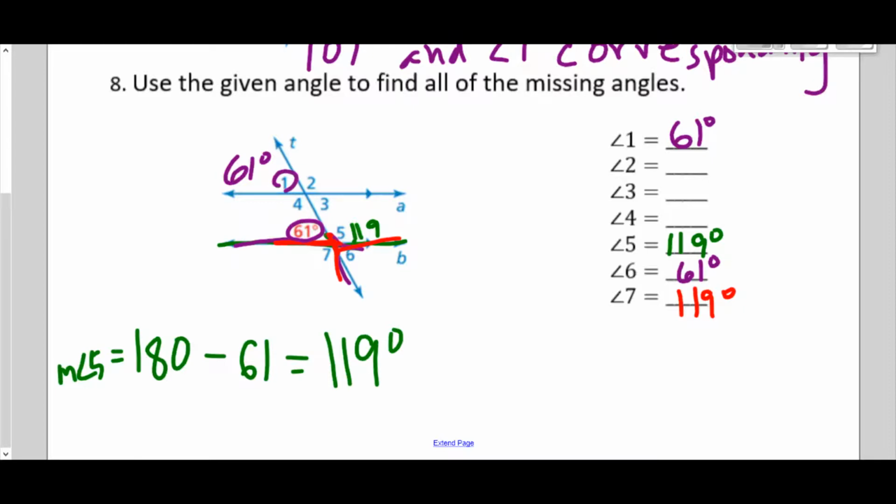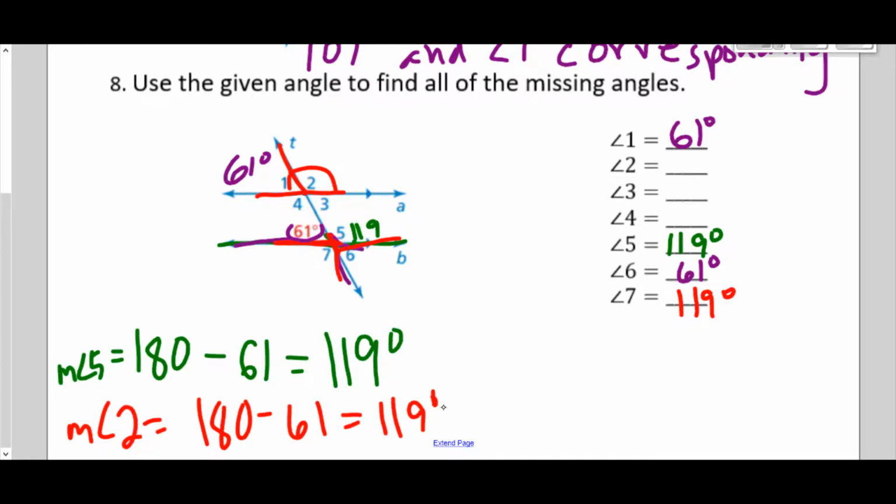And then notice angles 1 and 2 form a linear pair. Those are two angles forming along a straight line, so those have to add up to 180. So for the measure of angle 2, it's going to be 180 subtract 61, which is 119. It's the same exact calculation as we had before for the measure of angle 5. This will be 119.